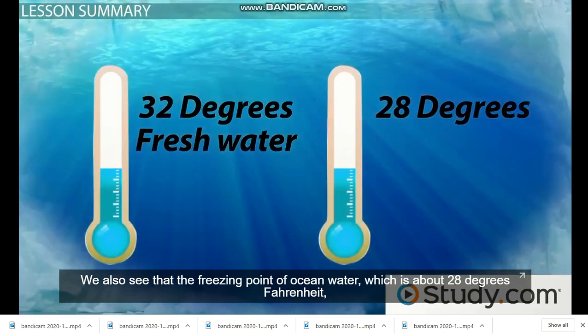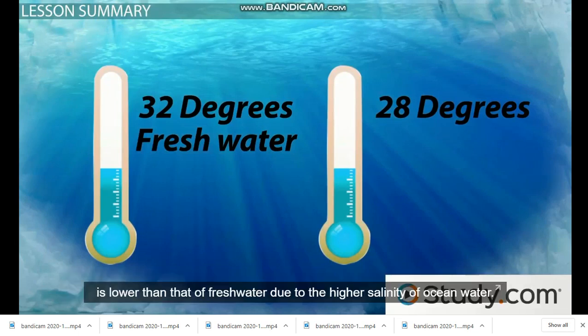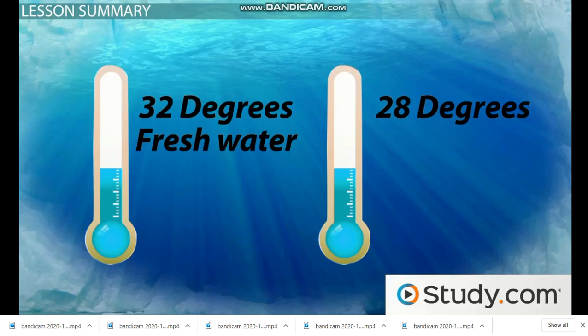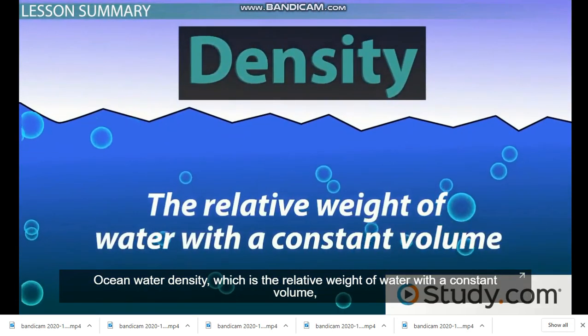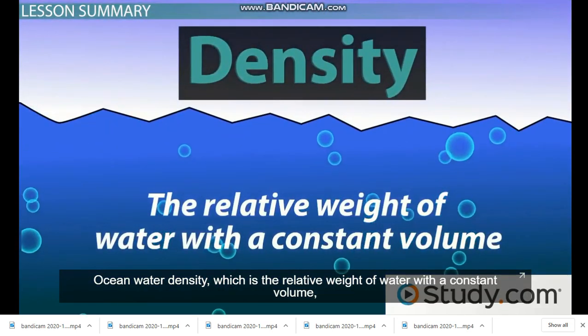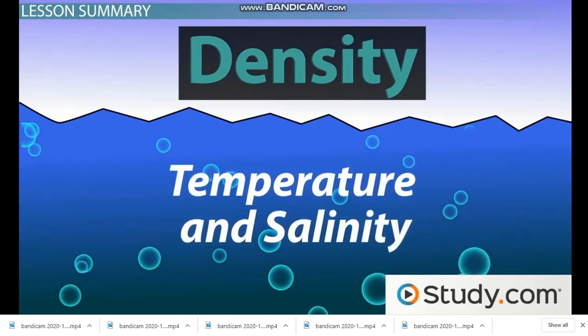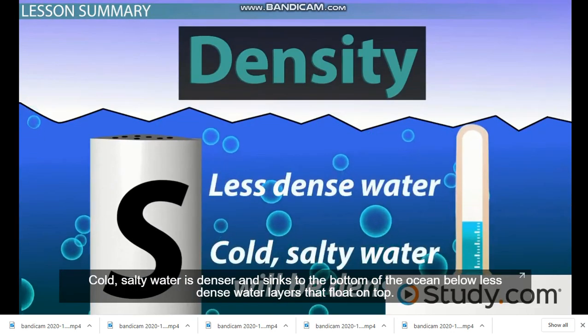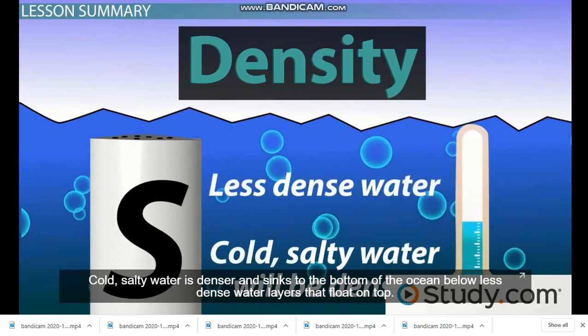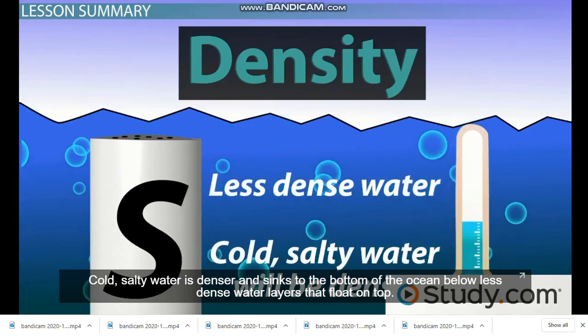We also see that the freezing point of ocean water, which is about 28 degrees Fahrenheit, is lower than that of fresh water due to the higher salinity of ocean water. Ocean water density, which is the relative weight of water with a constant volume, depends mainly on its temperature and salinity. Cold, salty water is denser and sinks to the bottom of the ocean, below less dense water layers that float on top.